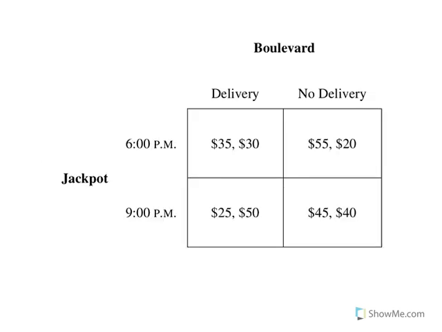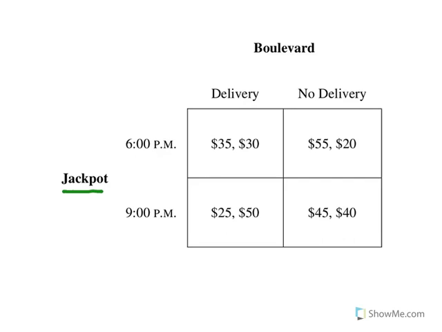So we're going to bring back in Jackpot and Boulevard from the last video, same payoff matrix as before. And we're going to just do one player at a time, and figure out if they have a dominant strategy. So how do I do this? Well, first of all, let's pick which player we want to figure out if they have a dominant strategy for. So we're going to go ahead and do Jackpot first. Okay, so we're looking at Jackpot. Does Jackpot have a dominant strategy?